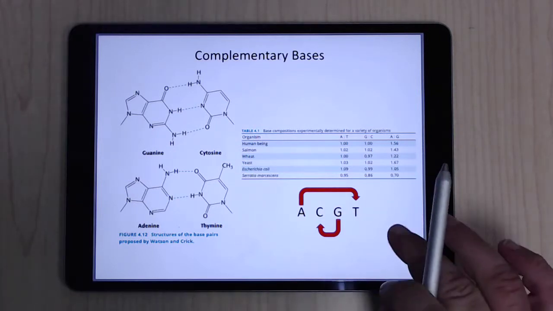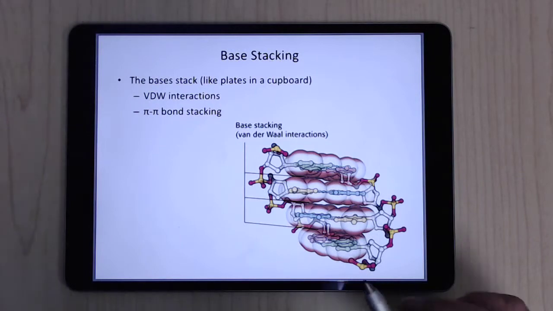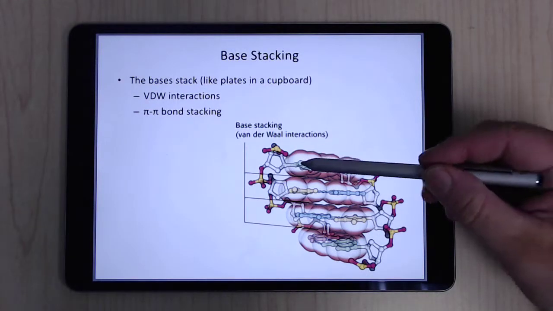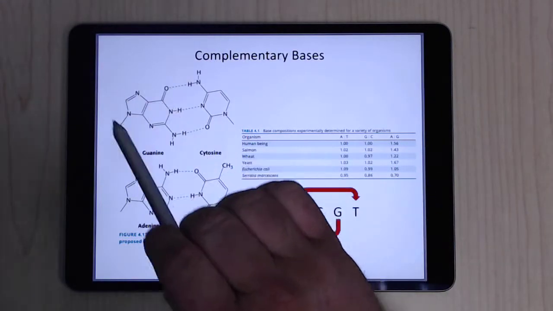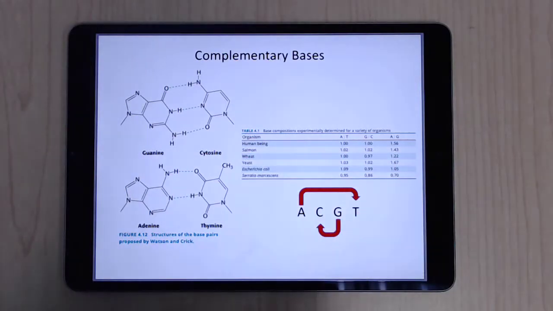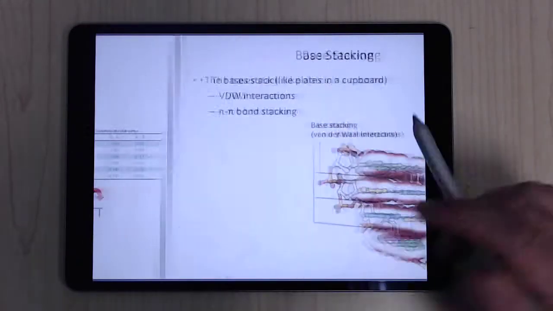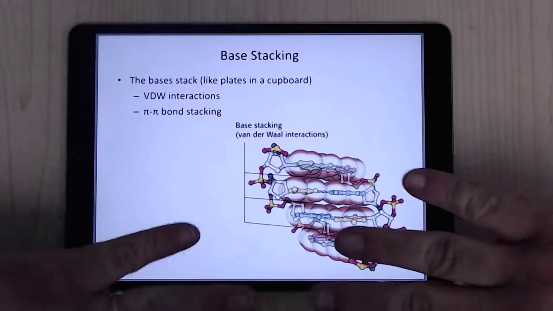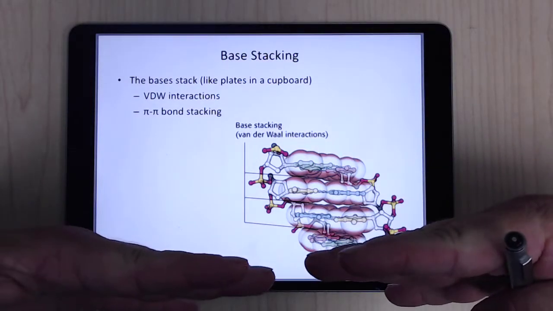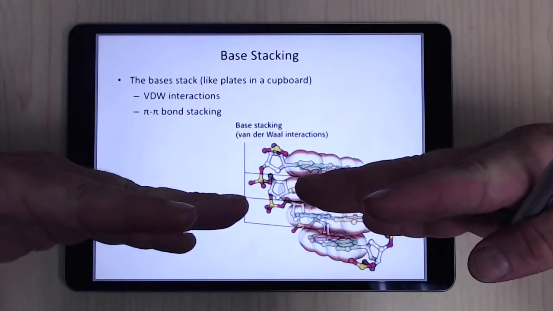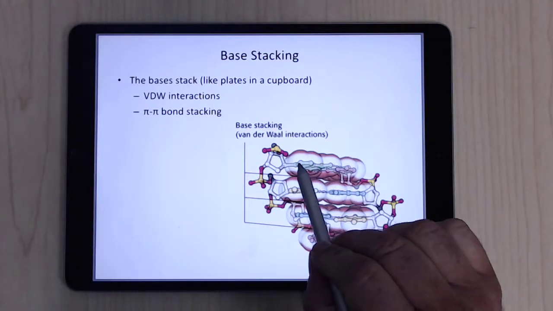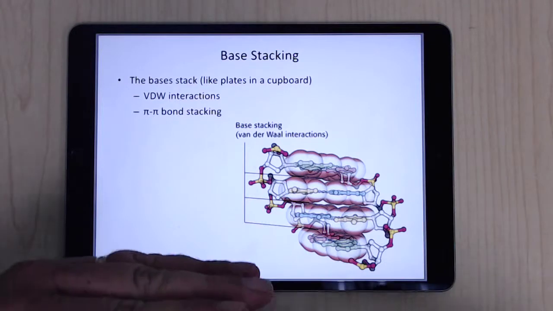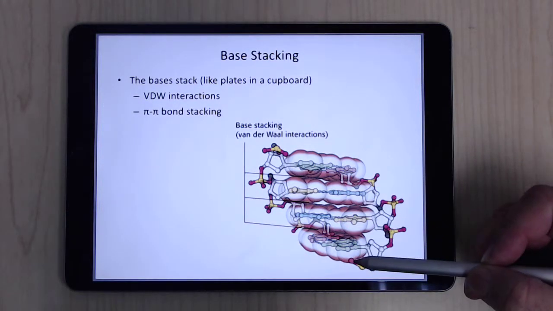Now the way that these stack is, these things are aromatic. Okay, so when things are aromatic, they're flat, and so they're going to stack like this. So you're going to have these two bases hydrogen bonding with each other, and that whole thing is going to be flat. And so what's going to happen is they're going to stack right on top of each other.